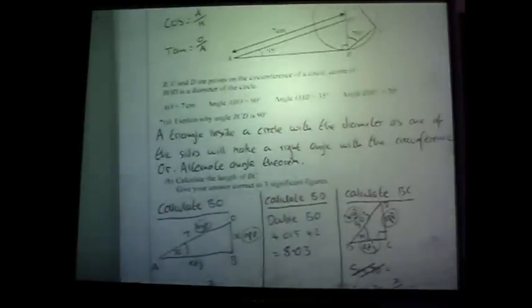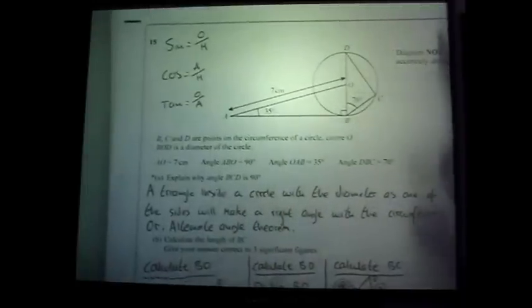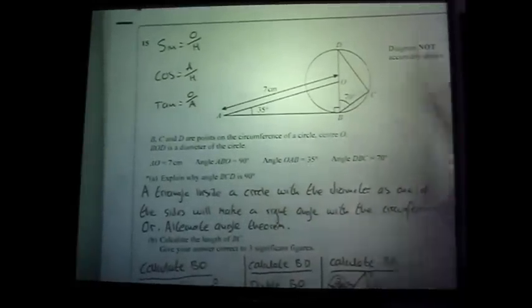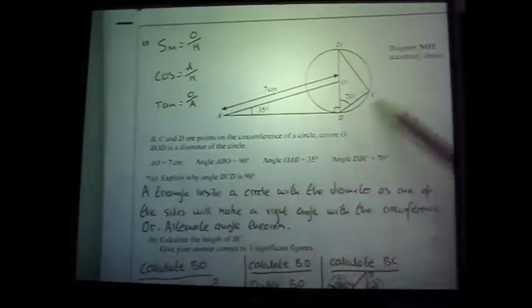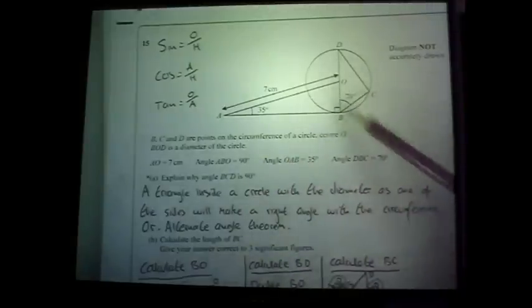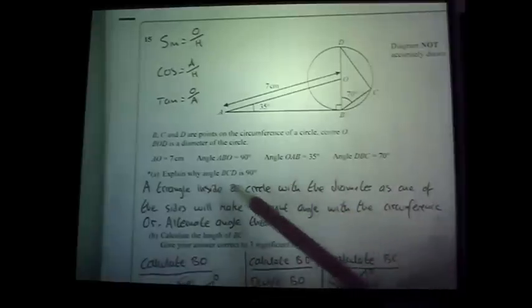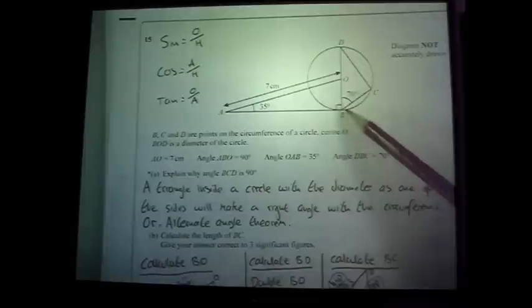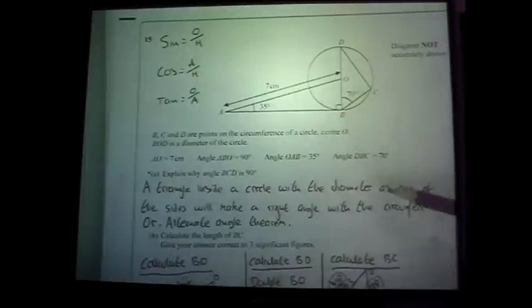Question 15. Right, here we go. Whoa, what a horrible looking question. Right, B, C and D are points on the circumference. B, C and D, there we go. BOD is the diameter, lovely, it goes to the middle, yep. Explain why angle BCD is 90 degrees.